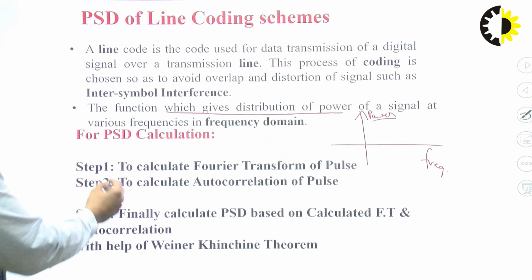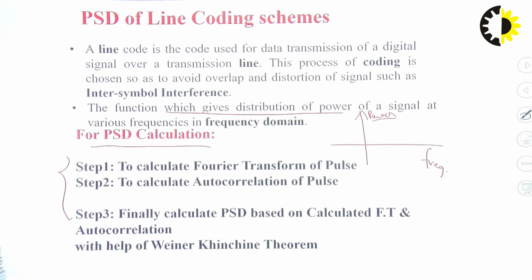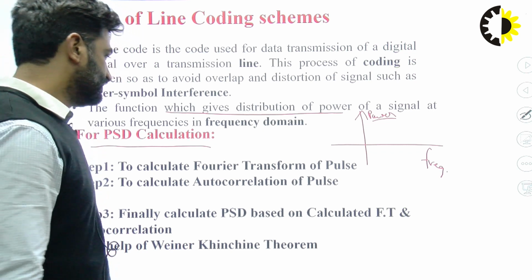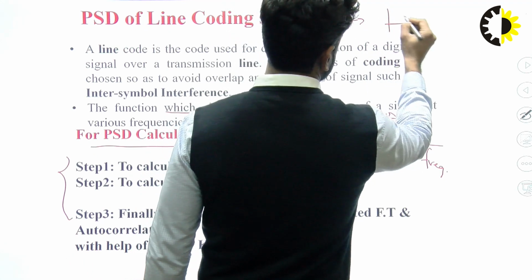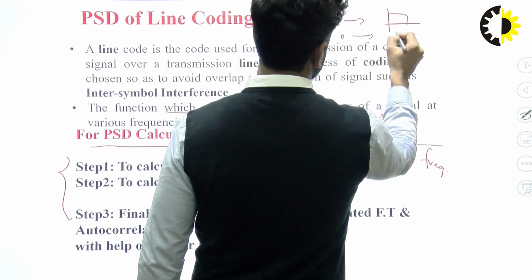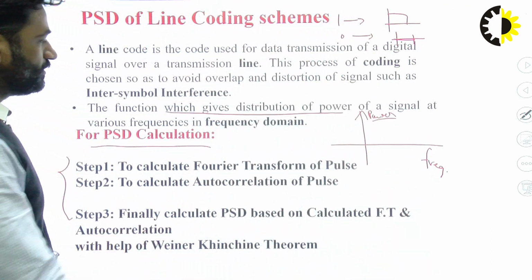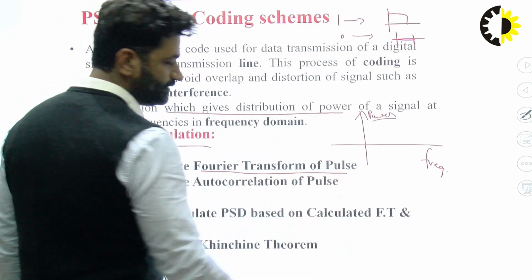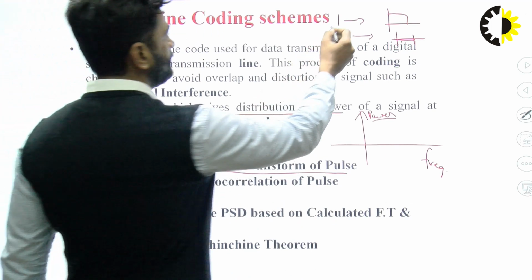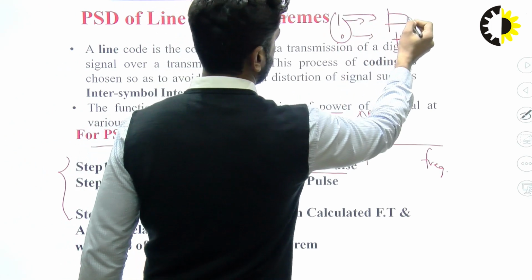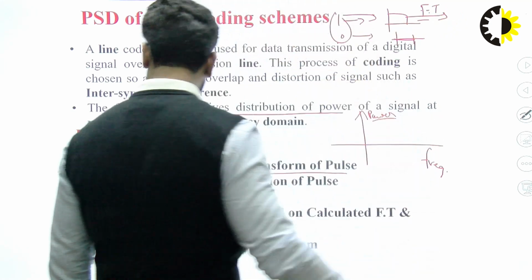For PSD calculation of line code, we have 3 steps. In the first step, we have to calculate the Fourier transform of the pulse. The pulse that we are transmitting, suppose we are transmitting 1 with a positive pulse and 0 with 0 voltage in the case of unipolar. First we have to calculate the Fourier transform of the pulse that we are transmitting. Line coding converts our binary data into a digital signal. Now we have to do the Fourier transform of this pulse.